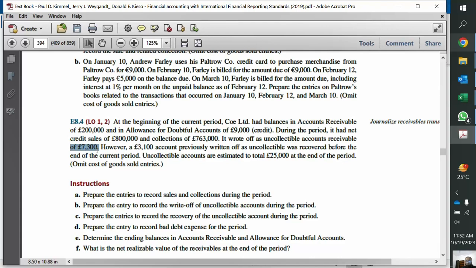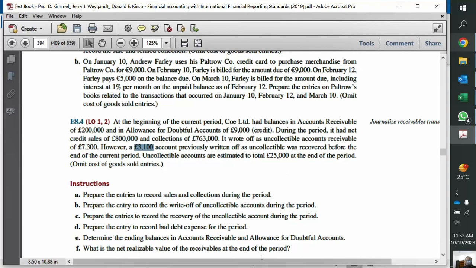So it becomes 229,700. If I make a mistake, just verify from the calculator. 229,700 plus 3,100, so 232,800. So this is the balance of my total accounts receivable, 232,800, right?